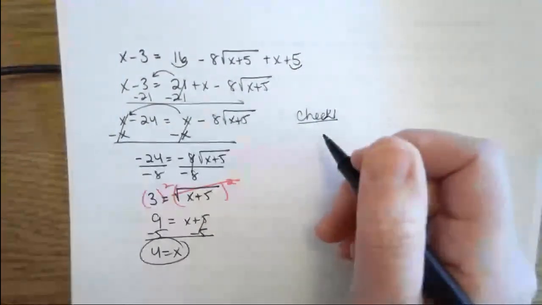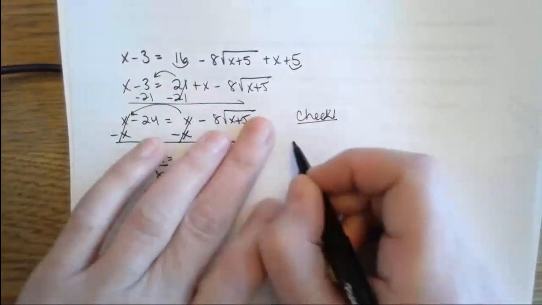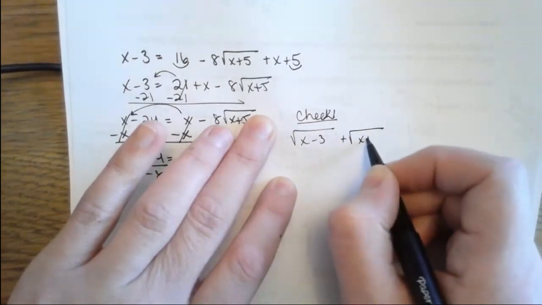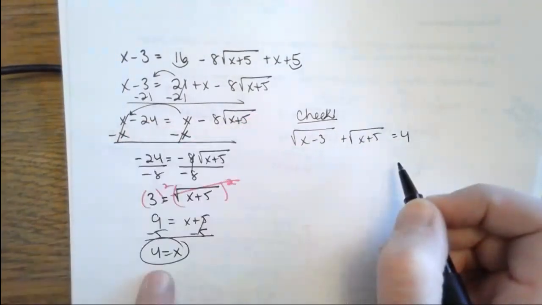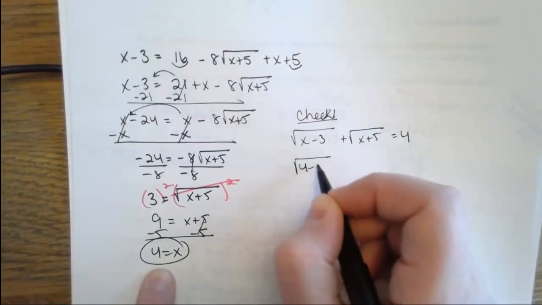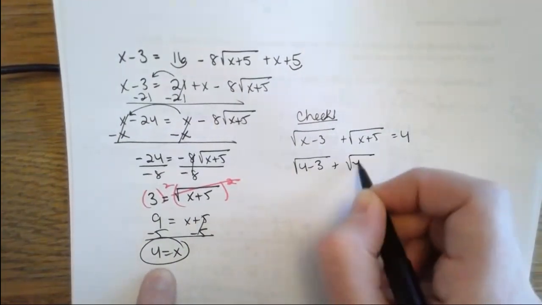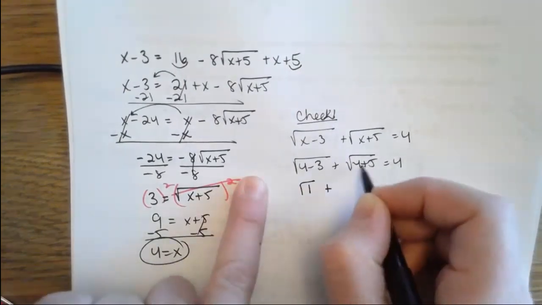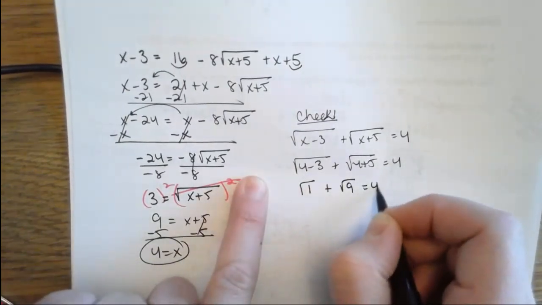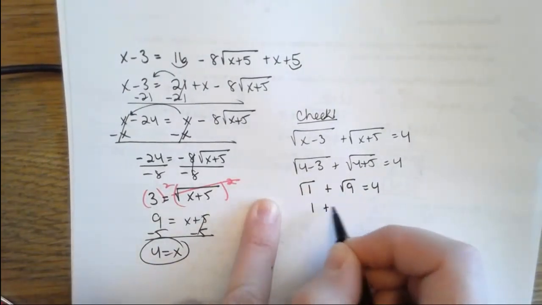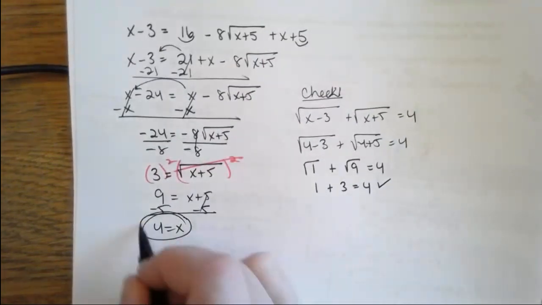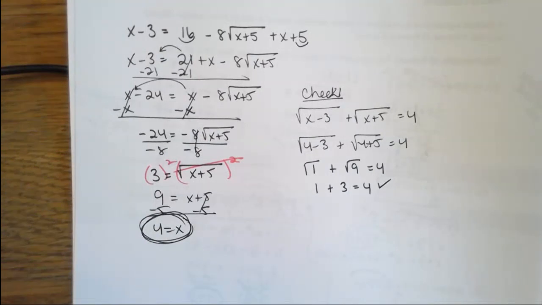So I go back to the original problem to check. So that was square root of x minus 3 plus square root of x plus 5 equals 4. I plug in that 4. I get 4 minus 3, 4 plus 5. Now 4 minus 3 is 1. 4 plus 5 is 9. Square root of 1 is 1, square root of 9 is 3, and this happens to work out as well. So this is a true solution.